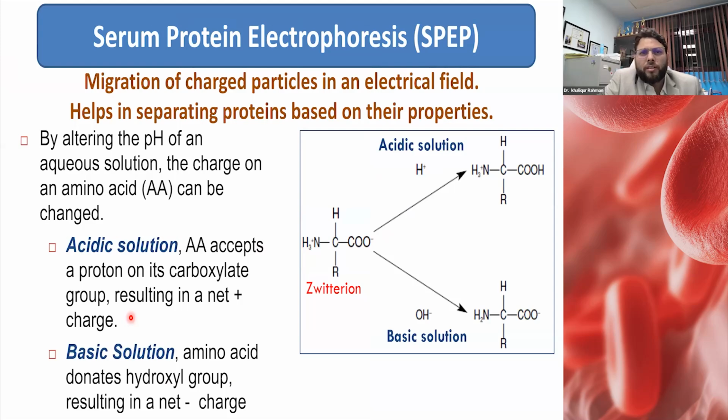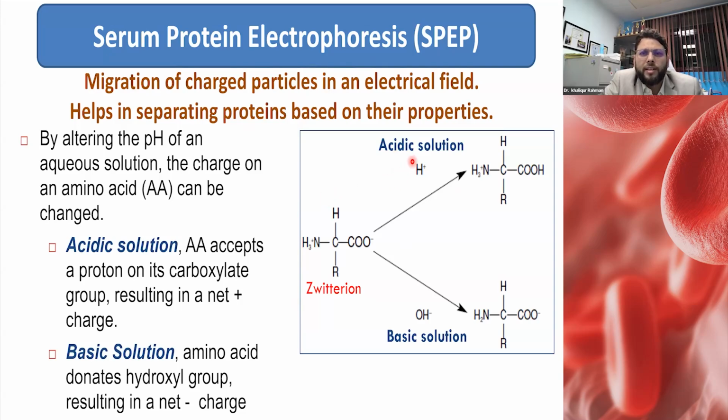The other most important thing is the serum protein electrophoresis. This is the migration of charged particles in an electric field. When we do it for protein, it helps in separating the protein based on its physical or chemical properties. The fundamental principle behind this is that the charge of an amino acid can be changed if we change the pH of a solution.